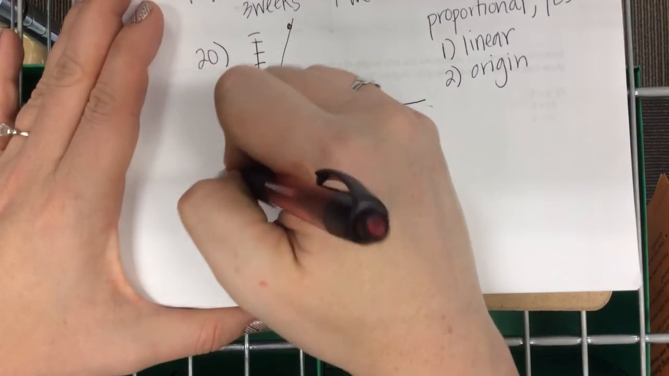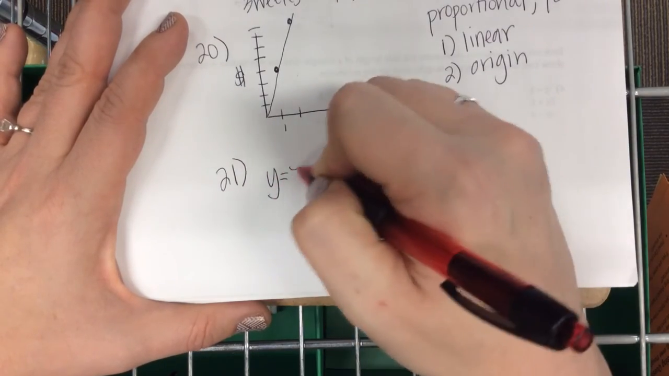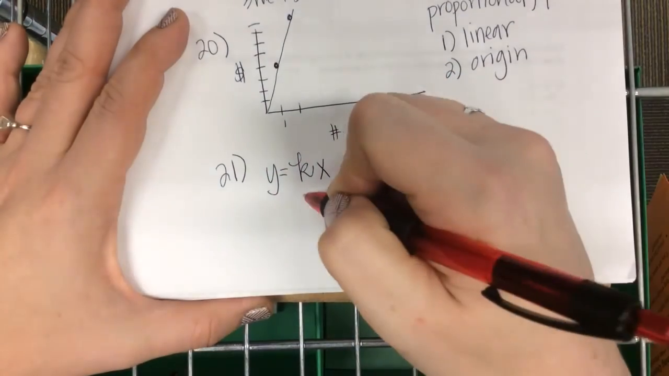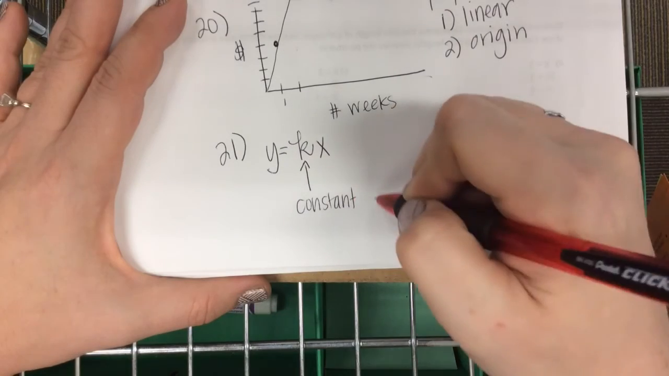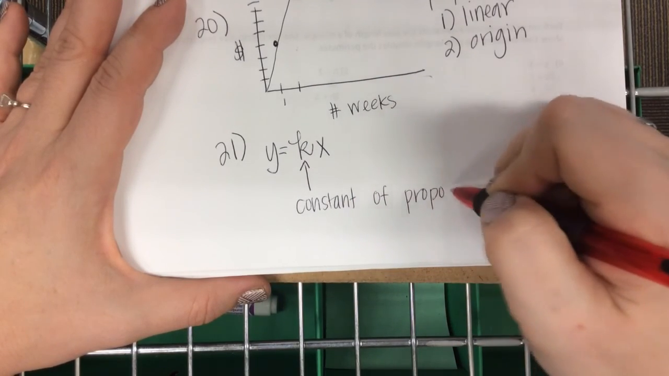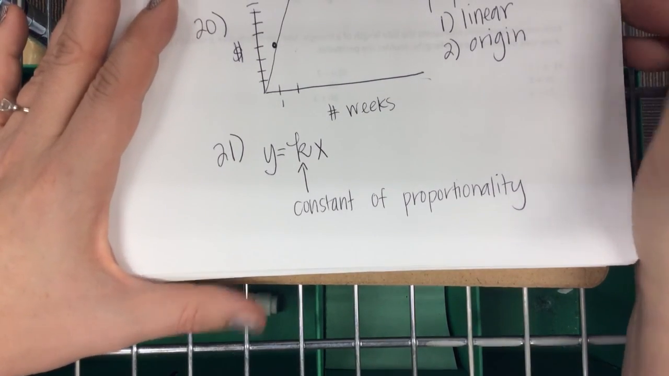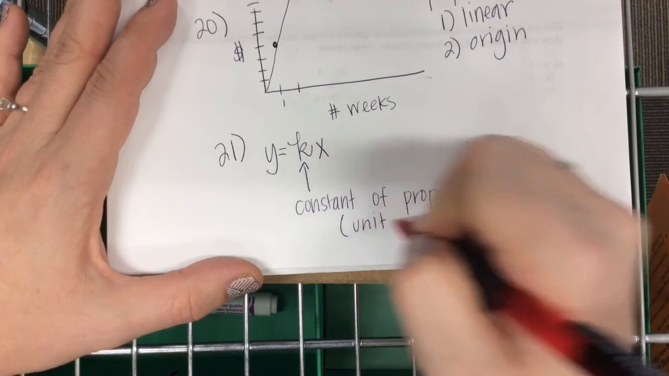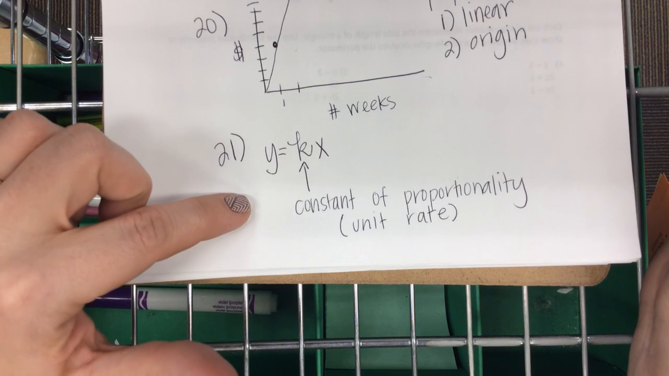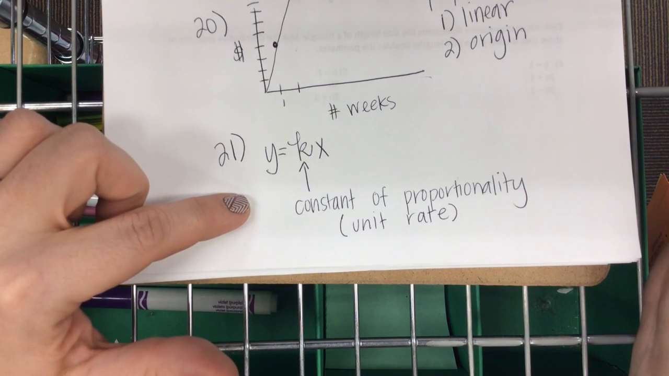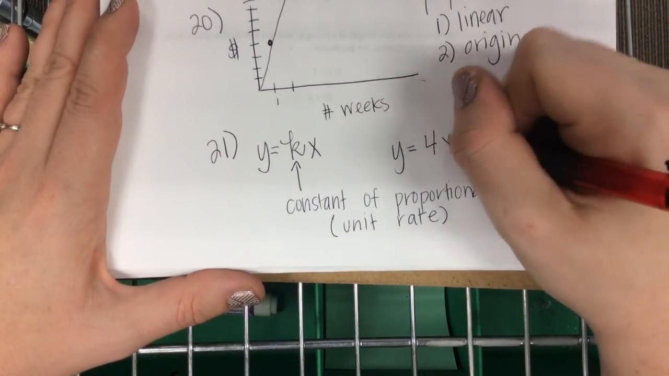And last but not least, it asks us to write the formula. The equation of the line is y equals kx. And remember, the variable k stands for constant of proportionality. And remember, constant of proportionality is a fancy word for the unit rate. So what is the equation? It's y equals 4x.